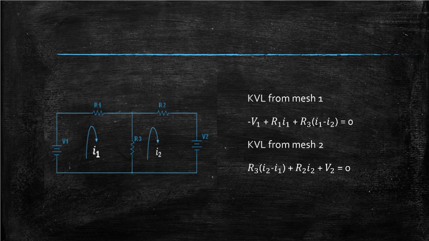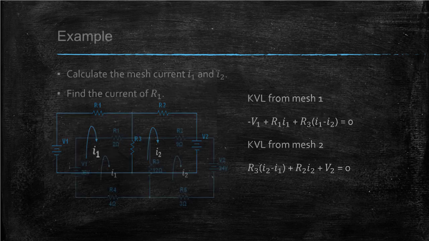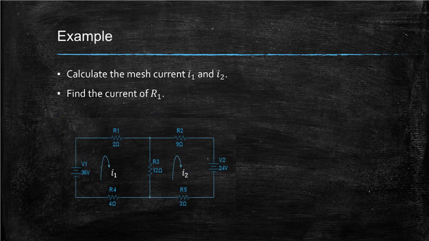The currents I1 and I2 are switched for resistor 3 when finding the KVL of mesh 2. So the currents are subtracted and multiplied by the resistor value to obtain the voltage. Let's use values to make things clearer. In this example, we will calculate the mesh currents I1 and I2. Also find the current of resistor 1.